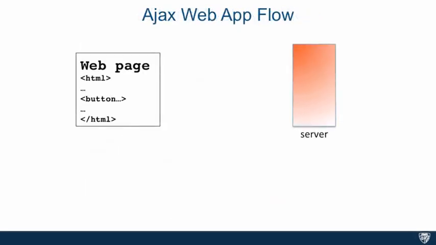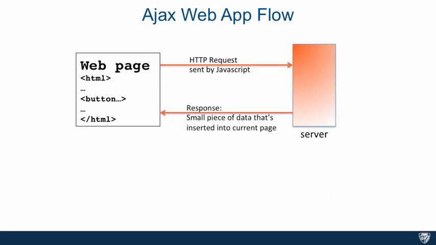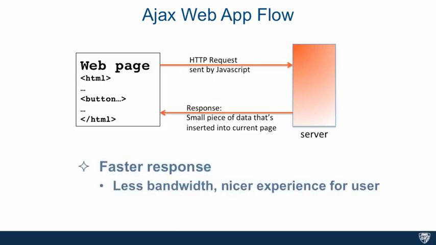Now in the Ajax web app flow, you have a web page and it also makes an HTTP request, and that HTTP request is usually sent by JavaScript. The server also replies, and its response is a small piece of data that's inserted usually into the current page. And the only thing that changes is some minor piece of data. Now, obviously, this is way faster. The response is faster. You use less bandwidth because only one small piece of data is returned. And obviously, it's a much nicer user experience as well.